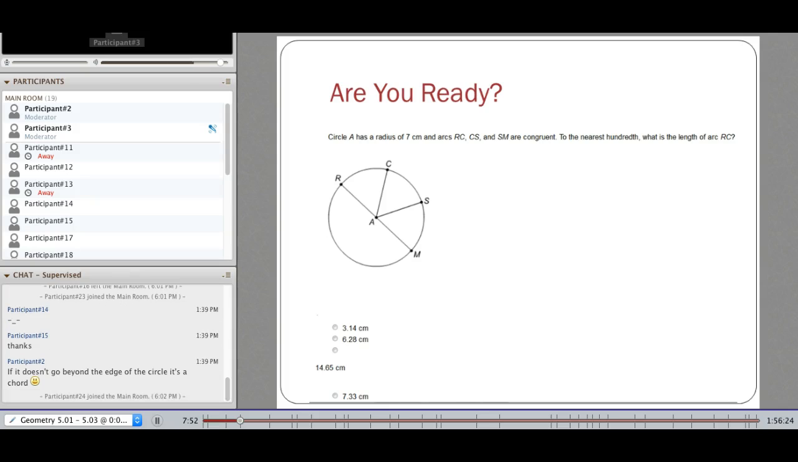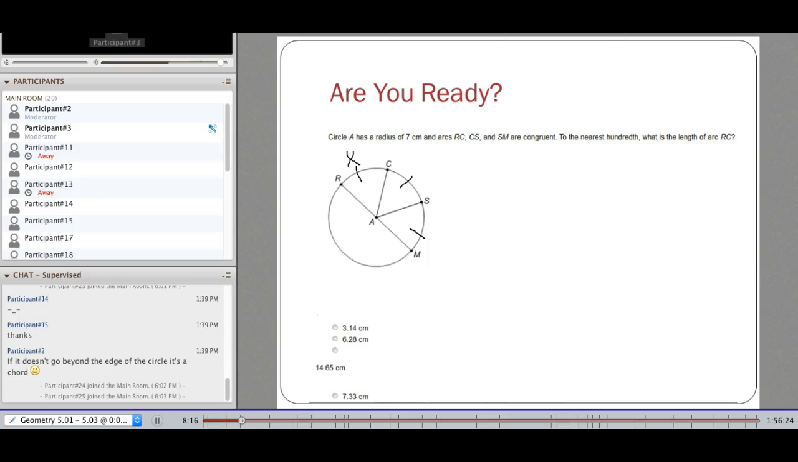Okay, circle A has a radius of 7 centimeters. So radius is 7 centimeters. Arcs RC, CS, and SM are congruent. So let me mark those on the picture. We're looking for arc length. To the nearest hundredth, what is the length of arc RC? So I'm going to make that X. That is what we're looking for.